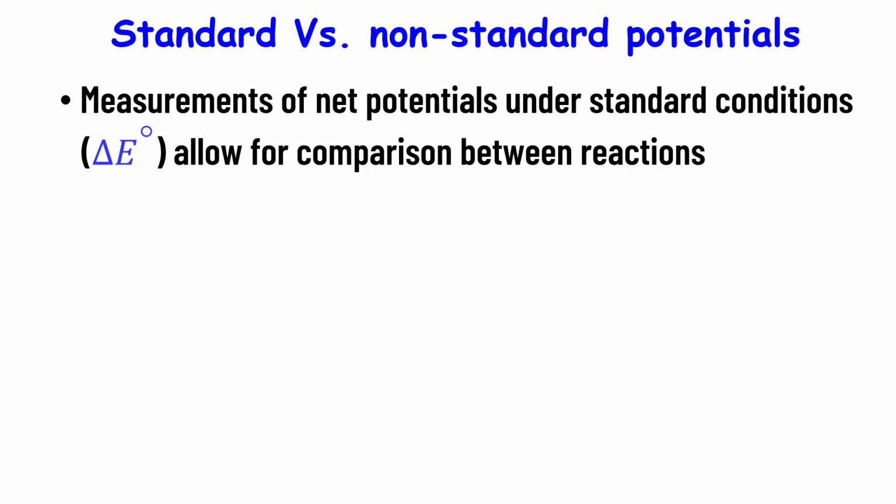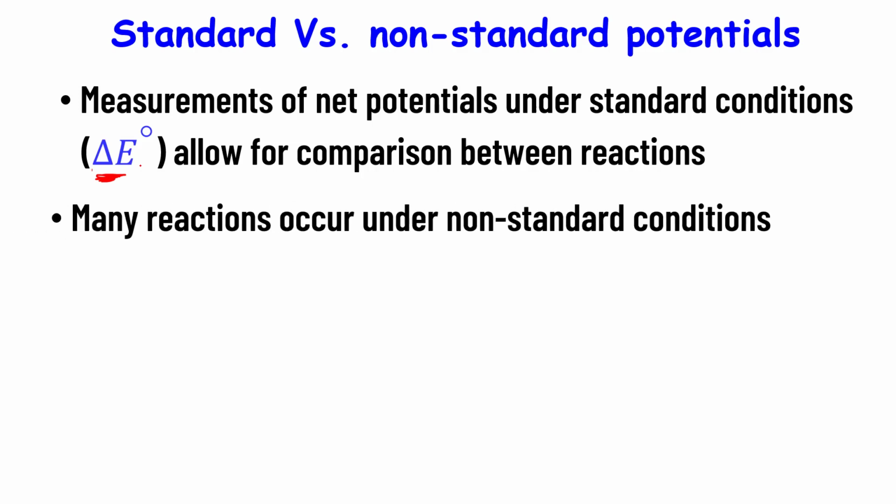Okay, so the standard net potential, the net potential that we measured based on those standard reduction potentials, we have always used this delta E naught as the way to indicate that. And the problem is that most reactions that we come across in nature, they don't occur under these standard conditions. They occur under non-standard conditions. They occur under very different conditions. So we have to be able to study them under how they occur naturally.